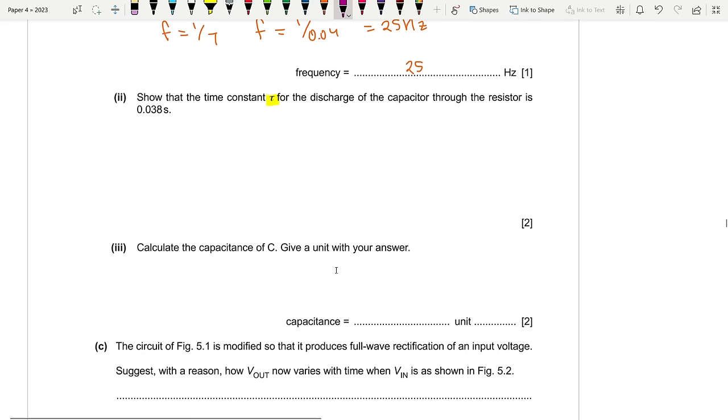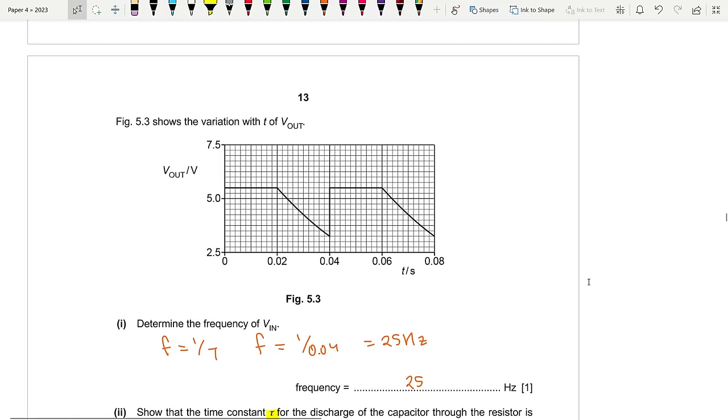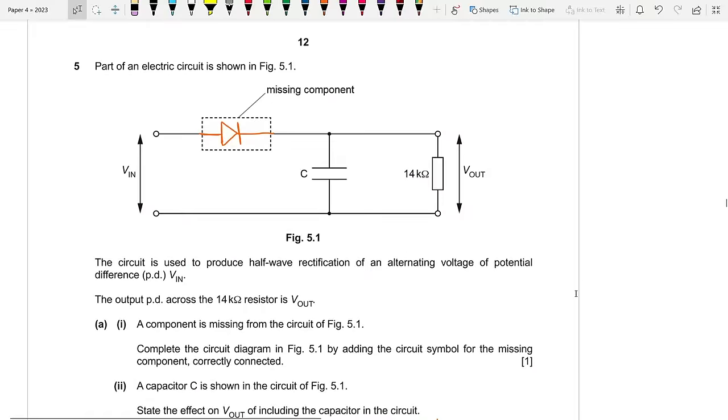But clearly, look at the next part. They've asked us to find out the value of C. So, since we know that tau is equal to RC, and they've asked us to find out C in the next part, what does that mean? That means that we need to find out tau in another way in part 2, and then use that in part 3. So, we don't use this equation now, but later. How else can we find out tau? Using the equation of discharging of a capacitor.